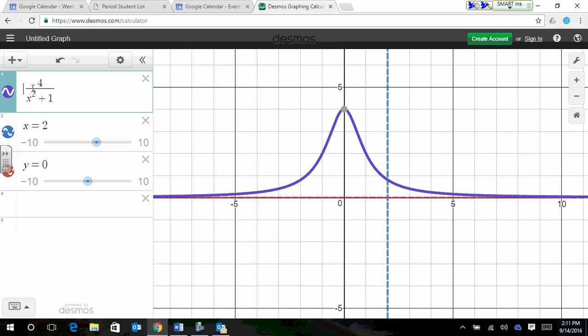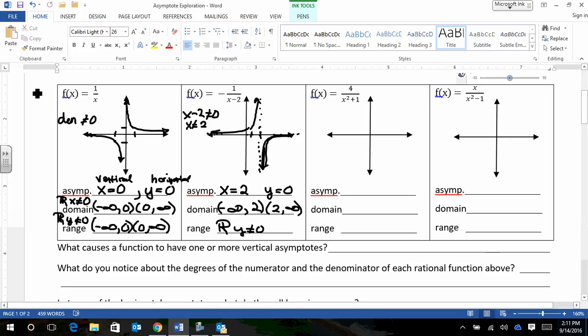Everybody get something that looked like that? Especially when you put parentheses around the x squared plus 1 in your graphing calculator, so that the whole denominator is that. All right, so first question it's going to ask, I'm going to quickly sketch this. Looks something like this.